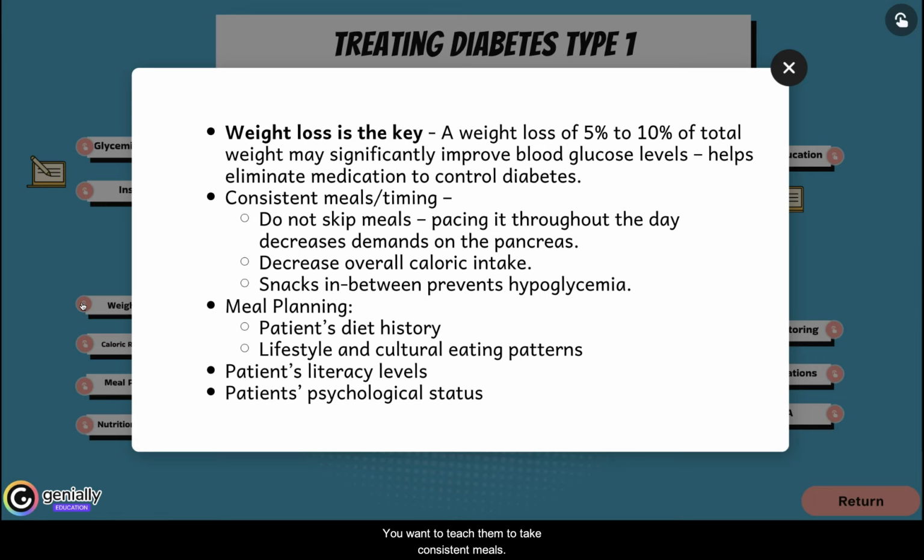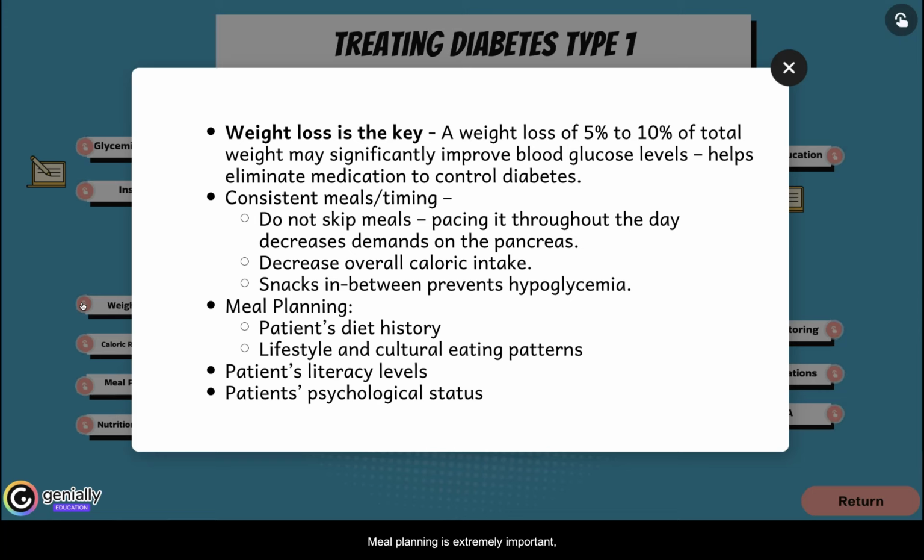You want to teach them to take consistent meals. Don't skip meals. If you're going to eat breakfast, lunch, dinner, eat breakfast, lunch, dinner, right? We want them to decrease overall caloric intake, not skip meals. Please remember that. We do not want to tell patients to skip meals. Take consistent meals throughout the day, just decrease the overall caloric intake, meaning eat smaller meals, right? Make sure they take snacks in between, and we need to teach them what kind of snacks to take so that they can prevent hypoglycemia and hyperglycemia.